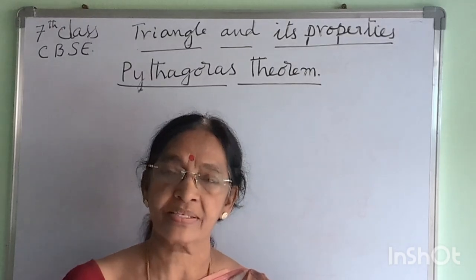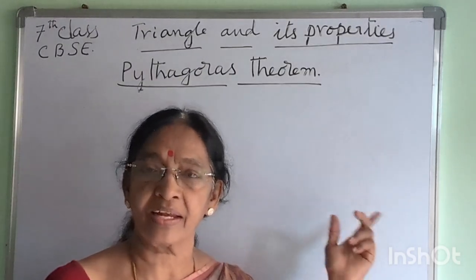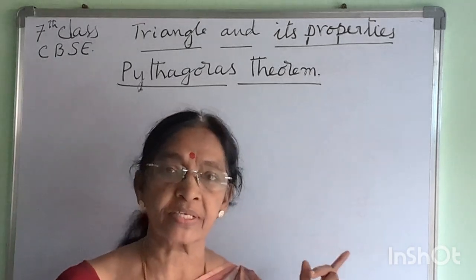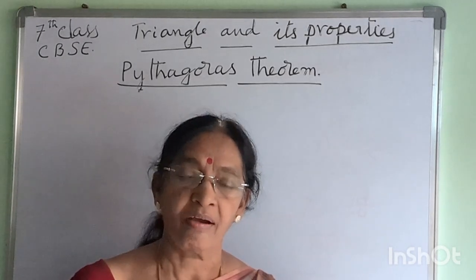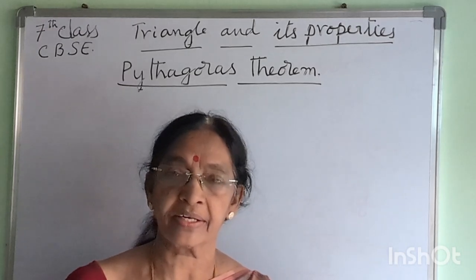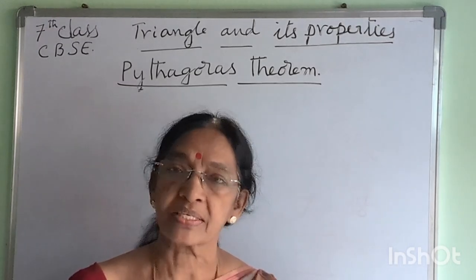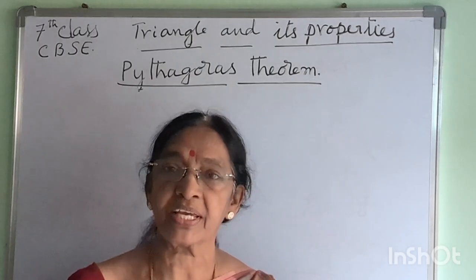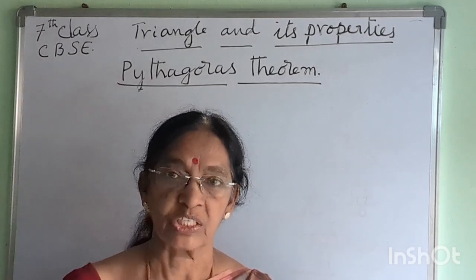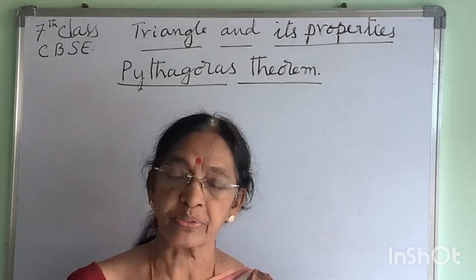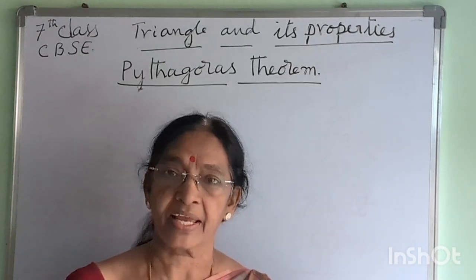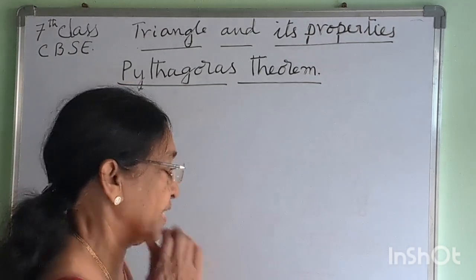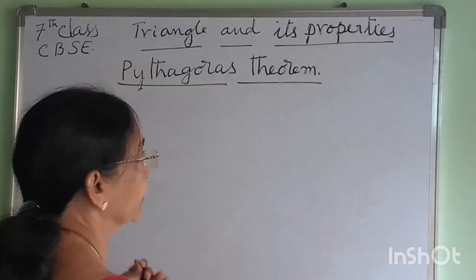Welcome to my maths class, 7th class, triangle and its properties, Pythagoras theorem. This theorem states that the square on the hypotenuse of a right angled triangle is equal to the sum of the squares of the legs, or the sum of the squares of the other two sides. The square of the hypotenuse of a right angle triangle is equal to the sum of the squares of the other two sides. Let us take a right angled triangle.